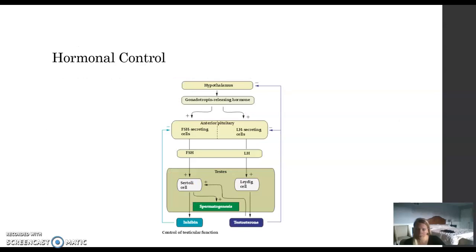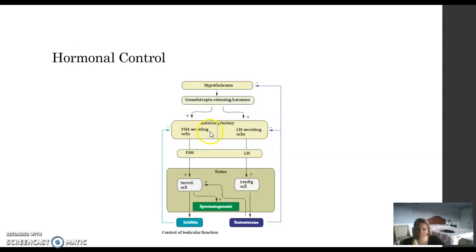So the hormonal control. How is this process controlled? Well, testosterone is a big player in all of this, and here's how everything happens, and there's a nice negative feedback loop, making sure that the whole thing is controlled nicely. So the hypothalamus releases the gonadotropin-releasing hormone, and this stimulates the anterior pituitary to secrete 2 hormones. One is your LH, luteinizing hormone, and the other one is your FSH.